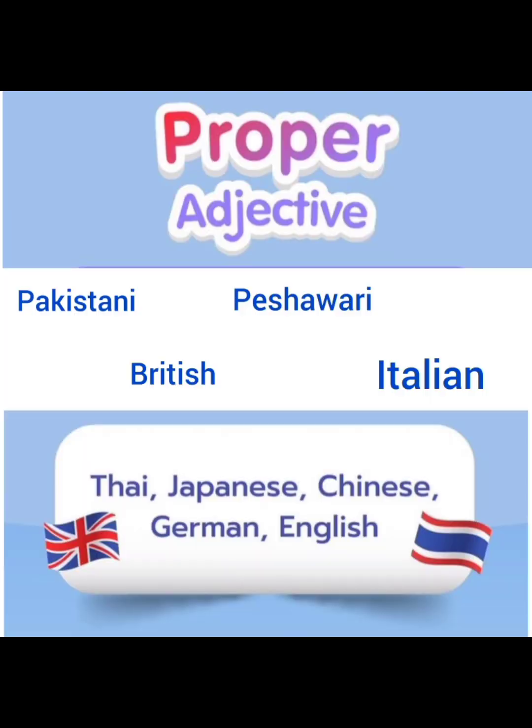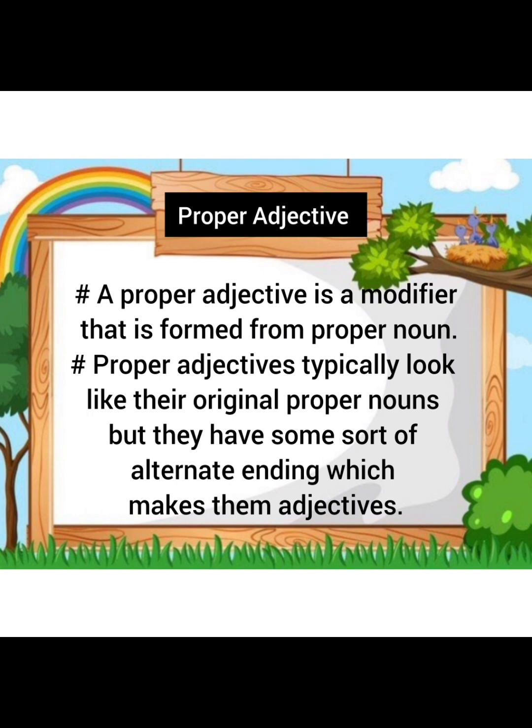My today's topic is proper adjective. A proper adjective is a modifier that is formed from proper nouns. When we talk about proper nouns, what comes to your mind? You might have gone through the lecture on proper nouns, so better recall your memory and then go for these proper adjectives. Proper adjectives typically look like their original proper nouns, but they have some sort of alternate ending which makes them adjectives. There is a slight difference between the proper noun and a proper adjective that makes it different from the proper nouns.